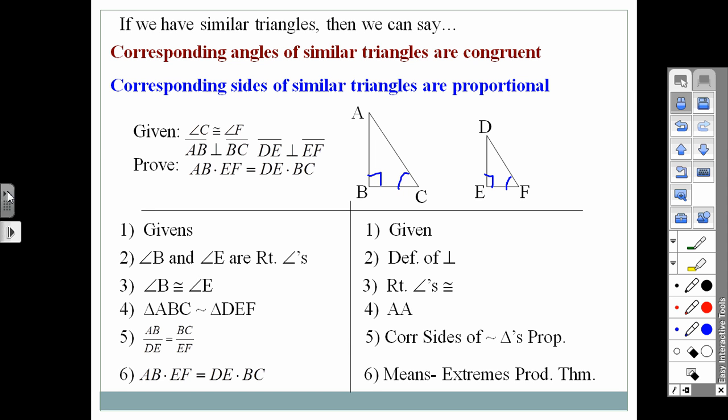Otherwise, that's pretty much it. Prove the triangles are similar, come up with your proportion. You're going to use this reason to set up your proportion. Sometimes they're going to ask you to cross multiply. Sometimes all they want you to prove is your proportion, and you're done at step 5.